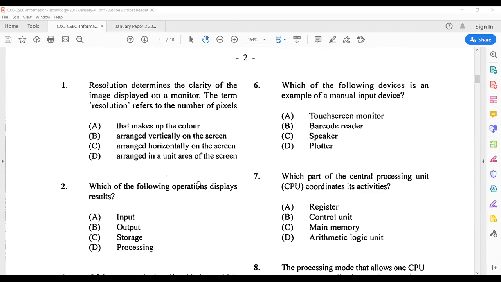Which of the following devices is an example of a manual input device? So a touch screen monitor. Yes, a touch screen monitor, because with the touch screen monitor you will have to enter the information manually. The barcode reader, once you scan the barcode, the information is automatically entered in the system. Remember, when you scan the barcode, the lines of different thickness translate to numbers, so it's automatically translated. The speaker, well, that's an output device. And a plotter is an output device. So that's the reason behind the answer being E.